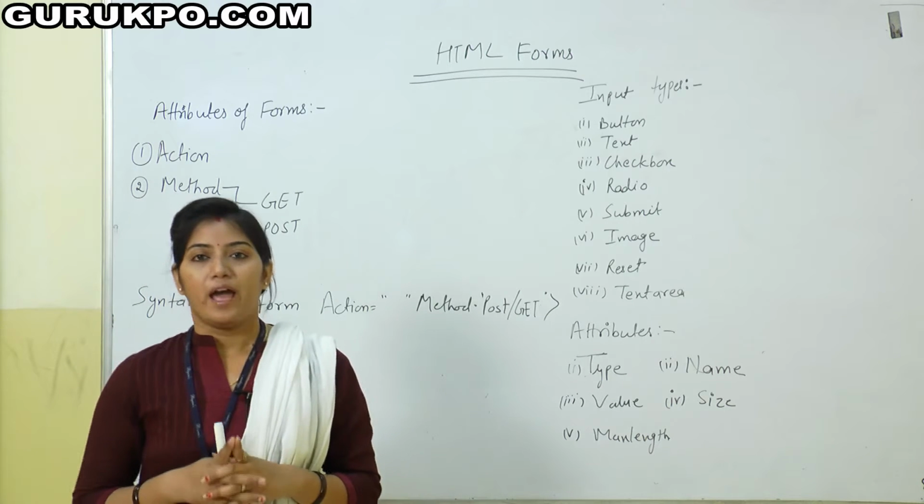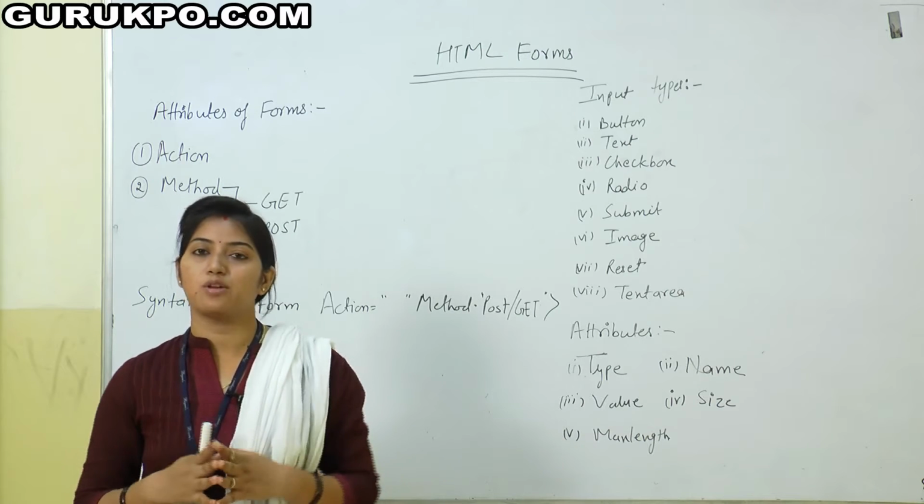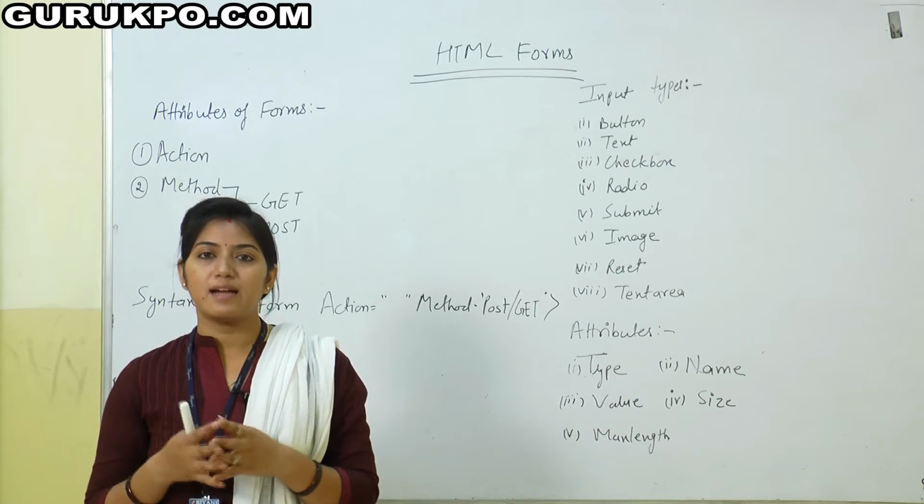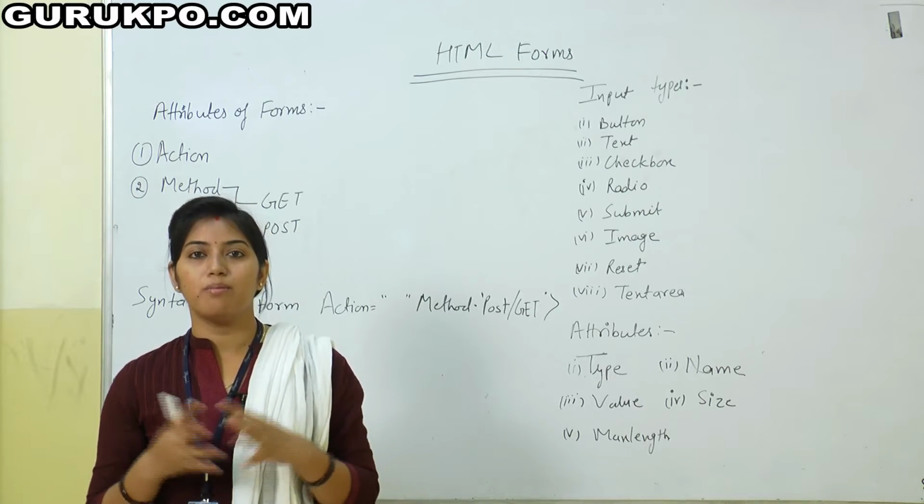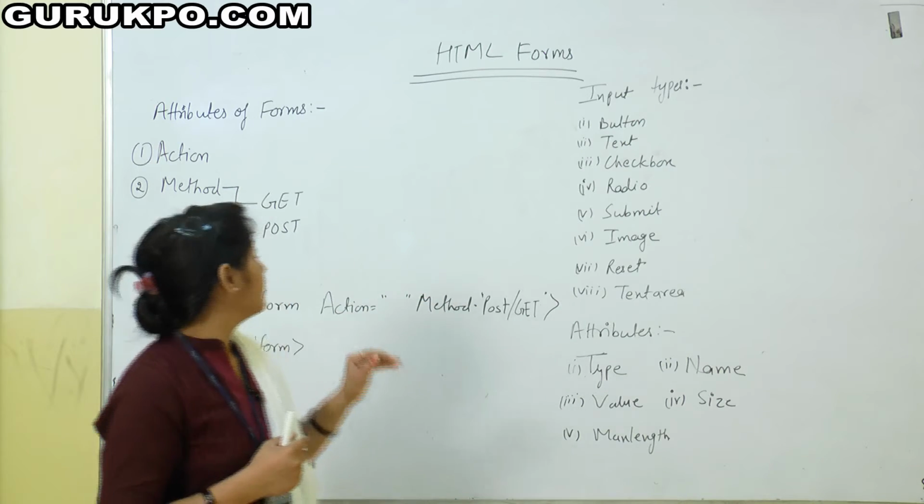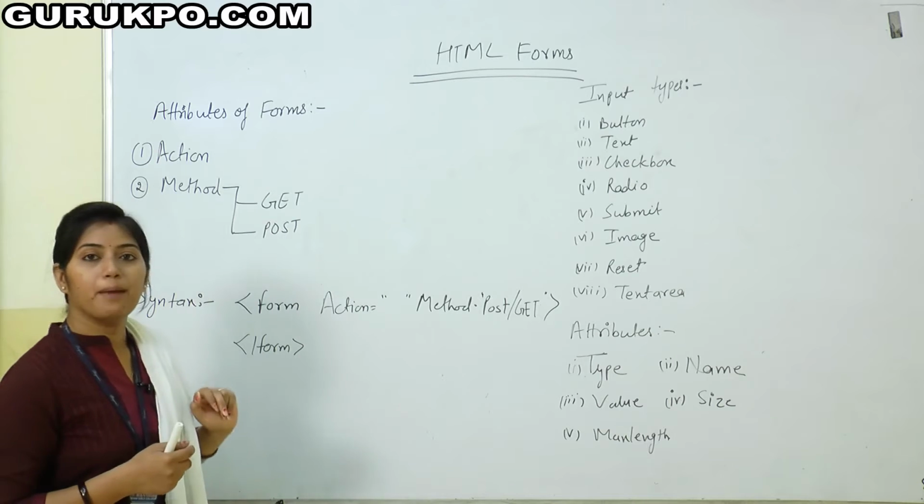As we know, every tag has different types of attributes. It can be two or three. There are some compulsory attributes also, but the main attributes for the form tag I am going to describe here. The first one is action and the second one is method.